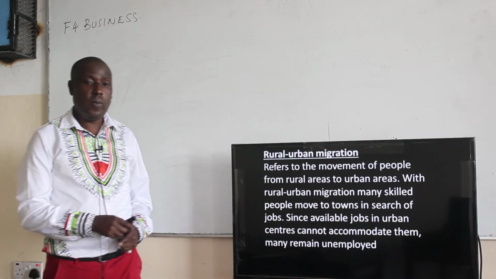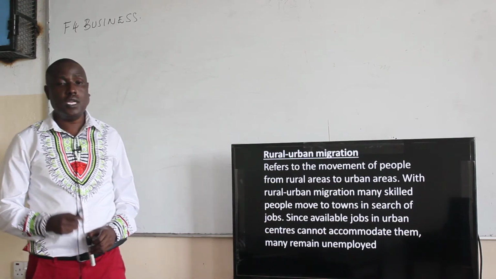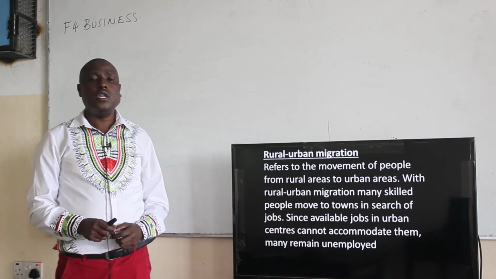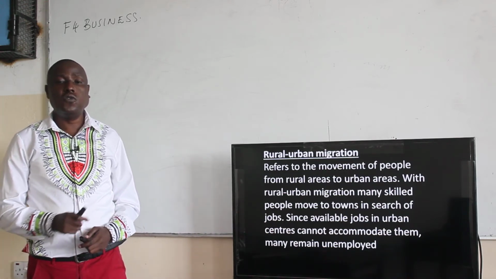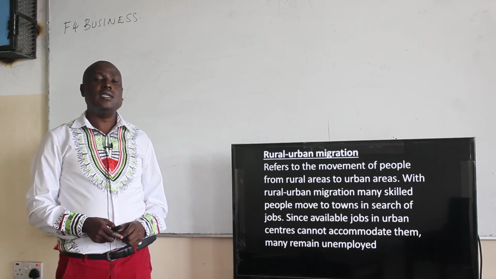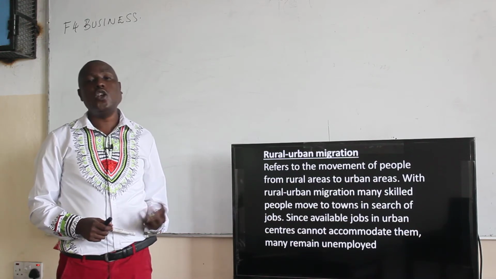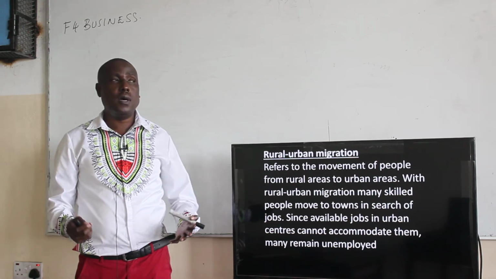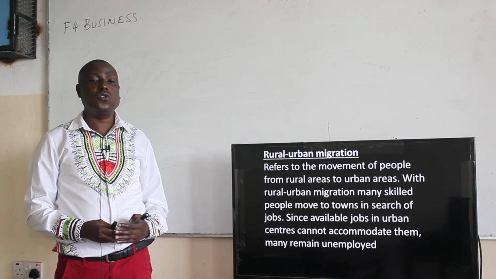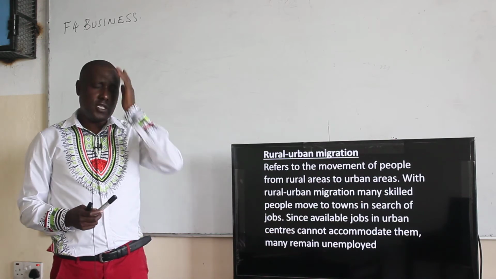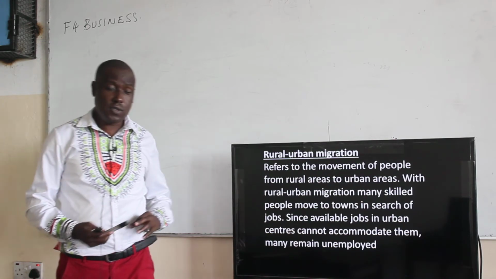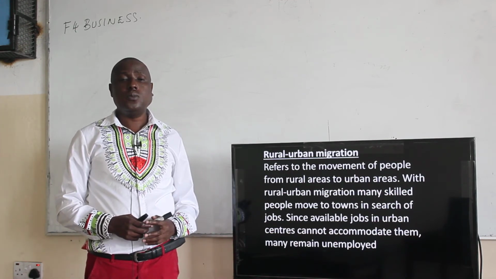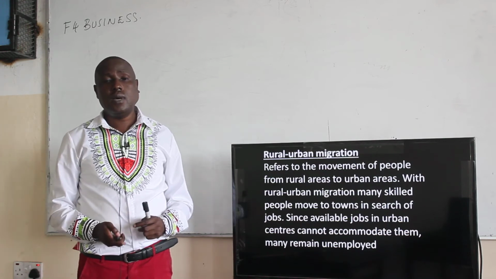The other cause of unemployment is rural to urban migration. So this refers to the movement of people from rural areas to urban areas. With the rural-urban migration, many skilled people move to towns in search of jobs, and since available jobs in urban centers cannot accommodate them, many remain unemployed. Not everyone can get a job in the urban area. So when people move because there are better opportunities, better housing and infrastructure, some of them get jobs, others end up not getting jobs. So there's a lot of unemployment in urban areas.